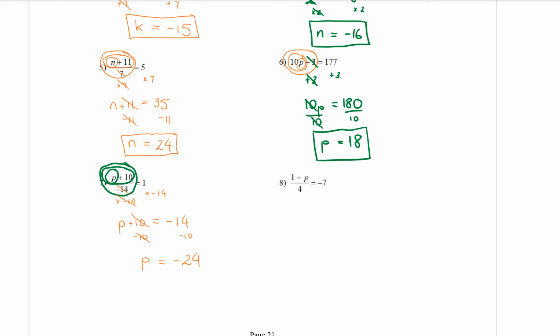All right, I'll give you a head start for 8. P is the first layer, plus 1, and then divide by 4 is your outer layer. It is important that you get the layers right. If you do them in the wrong order, you will get the wrong answer.